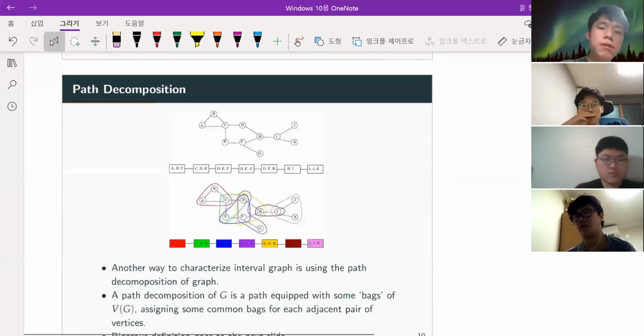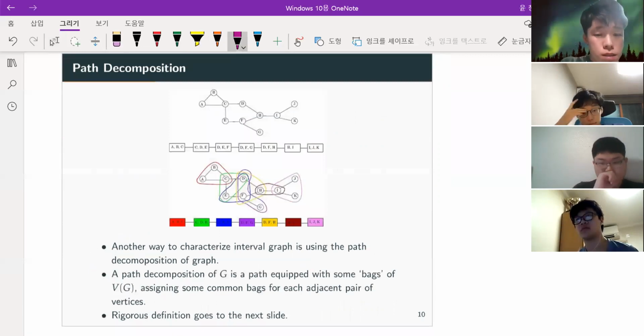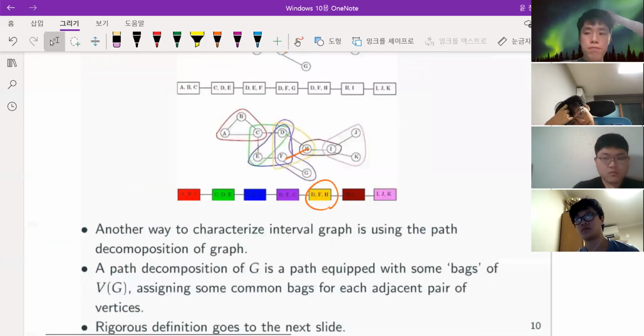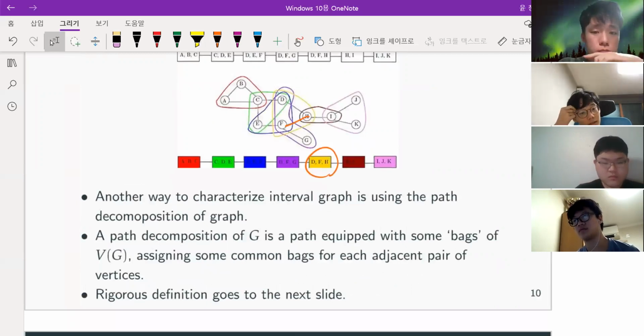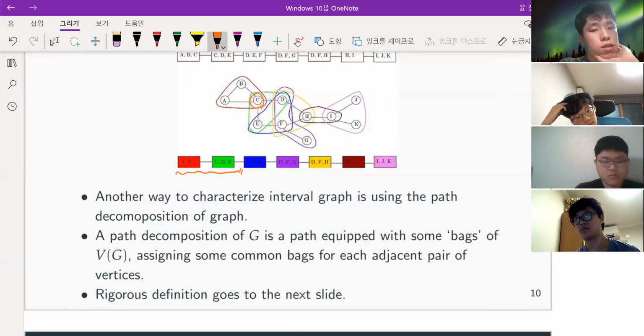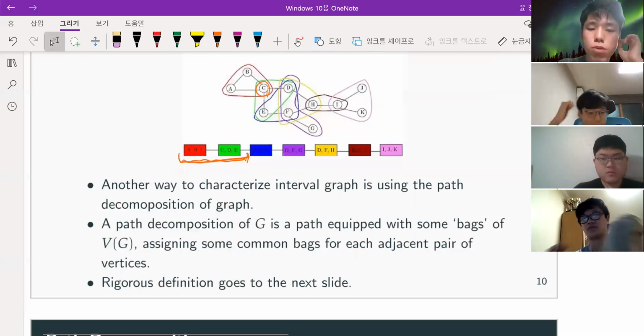So a path decomposition is a path with a list of some vertices, and all the adjacent vertices should have some common bag. The vertex set in the decomposing path is called a bag, and all the occurrences of a vertex in the path should form a subpath of the decomposing path P. For example, C belongs to the red and green bags, and it occurs in a proper subpath of the decomposing path.